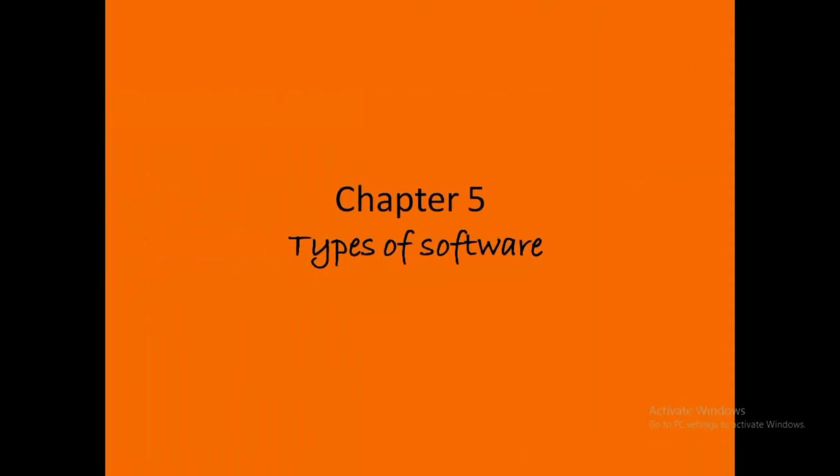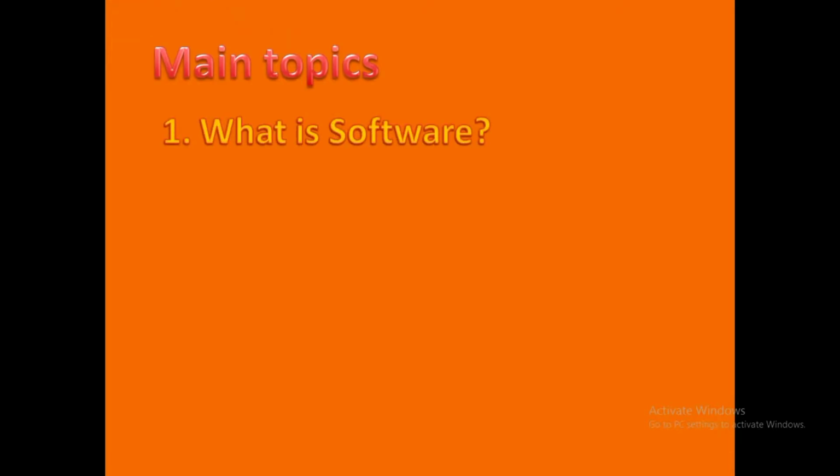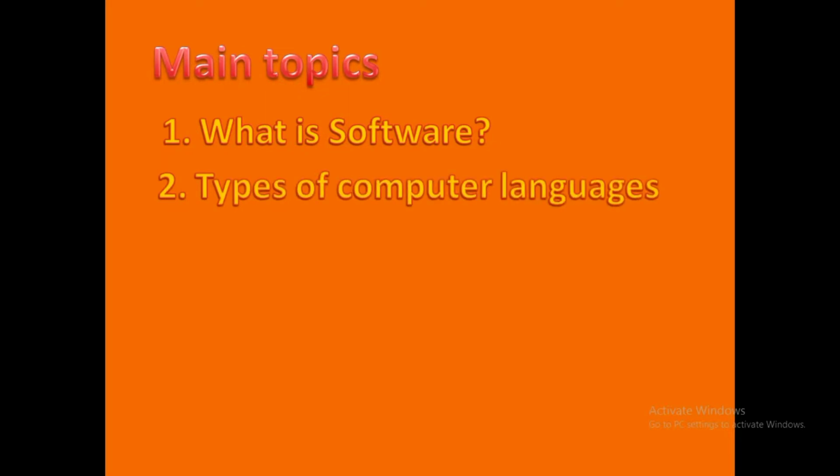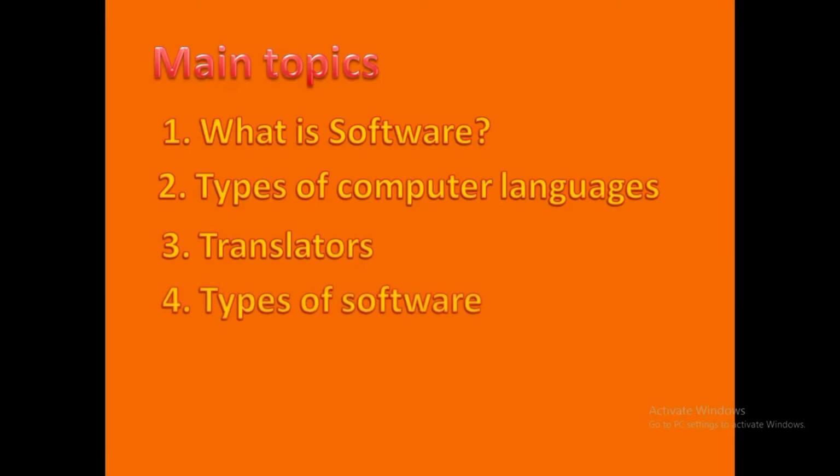Okay students, so today we will do chapter number 5, that is types of software. So let us see what are the main topics. First, we will learn about what is software. Then we will learn about different types of computer languages. Then we will learn about the translators, and lastly we will learn about different types of softwares. So students, let's get started.